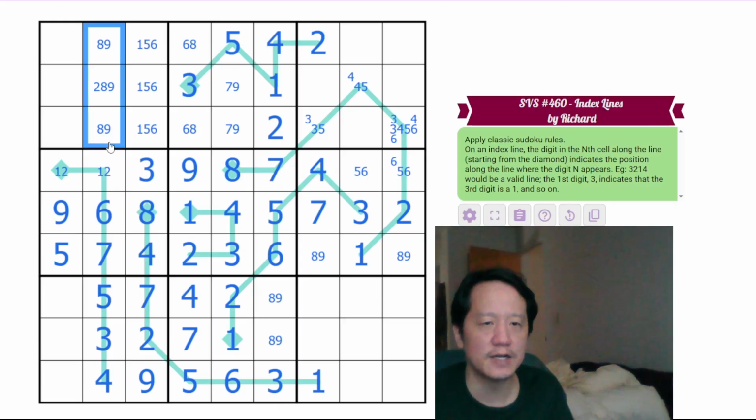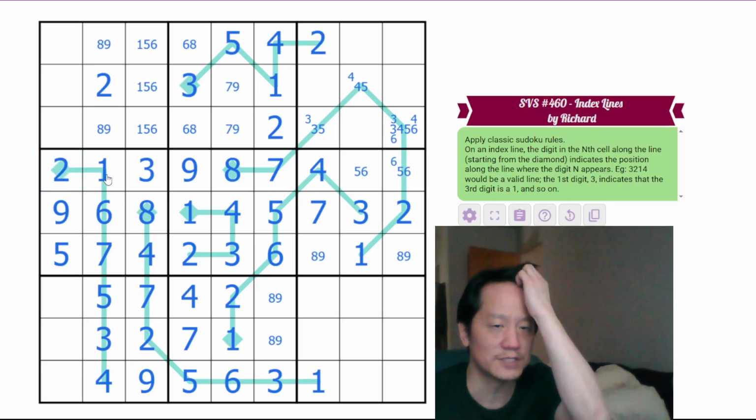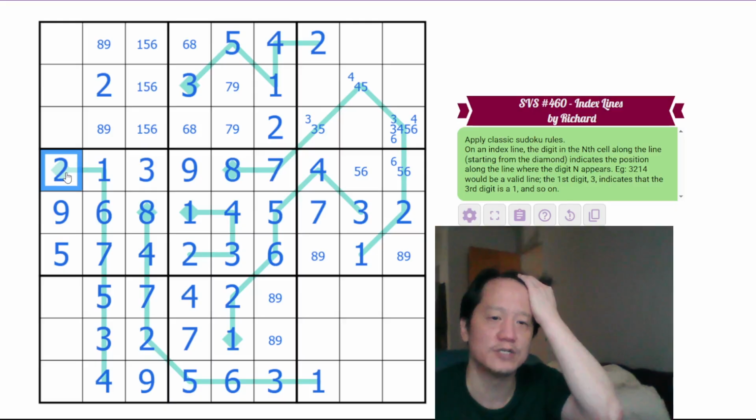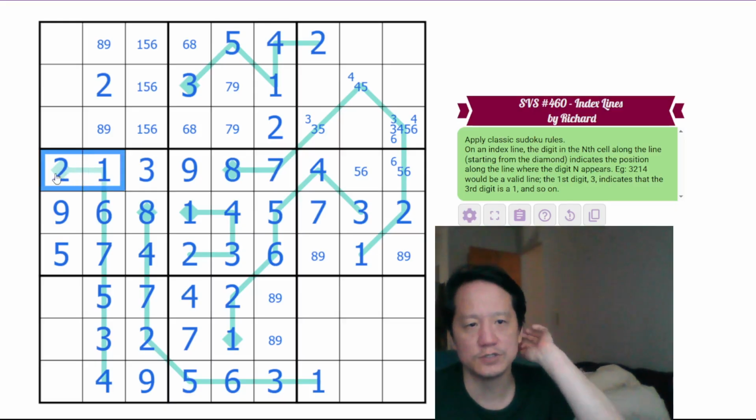This makes an 8, 9 pair in column 2, which eliminates 8 and 9 in the rest of the column. This can't be 8 or 9, it's 2, which means this can't be 2, it's 1, which makes that 2. So this is saying 1 has to be in the second position, and 2 has to be in the first position, which is valid.